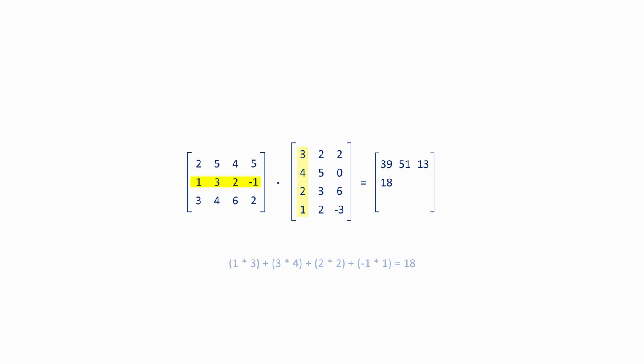Then the second row of the first matrix and the second column of the second matrix. The second row of the first matrix and the third column of the second matrix. And then the third row of the first matrix and the first column of the second. The third row of the first matrix and the second column of the second matrix. And finally, the third row of the first matrix and the third column of the other.